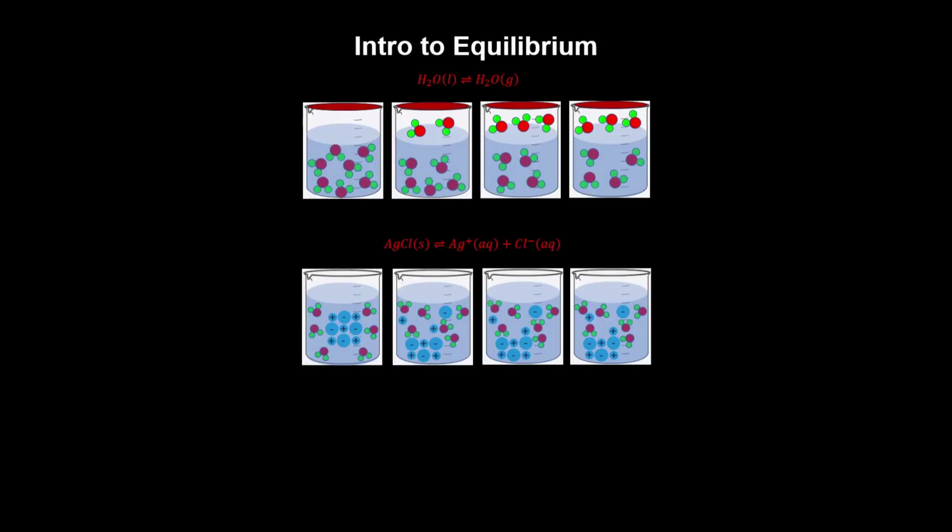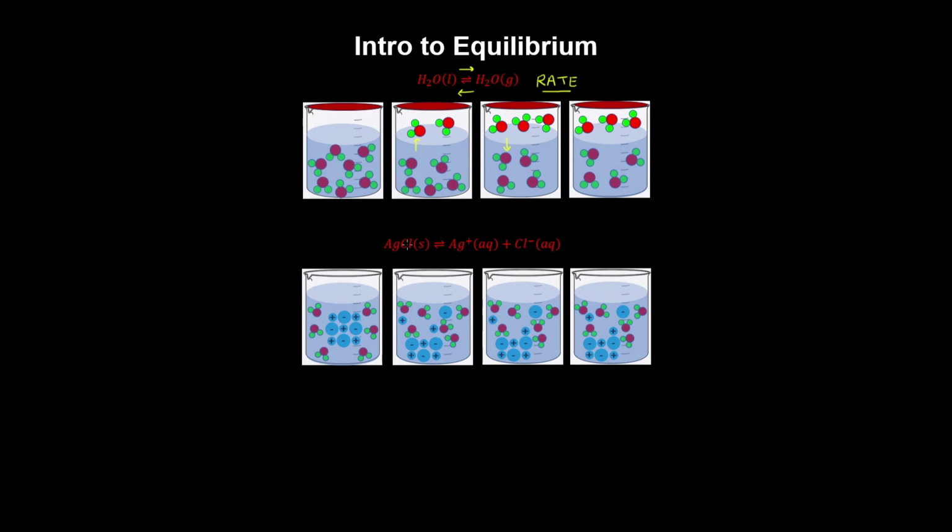Many processes are reversible, for example the vaporization and condensation of water, where we have a sealed container and water molecules escape due to vapor pressure, and at the same time some molecules condense. An equilibrium is reached when the rate of evaporation is equal to the rate of condensation.